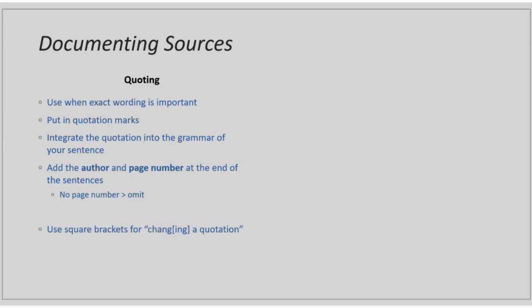Now note that if you make any alterations to the quote, use square brackets as an indication. You'll see that with the square brackets around "changing" here. This is just a fake quote. Now, why would you do this? Well, this can help you to successfully integrate the quote into the grammar of your sentence, like by changing the tense of a verb or indicating a character's name where it just gave the pronoun he, she, they.